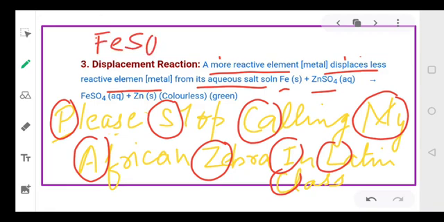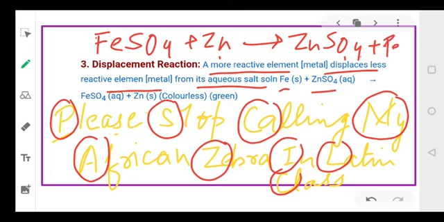FeSO4 plus Zn will give you ZnSO4 plus Fe, okay? This reaction can never occur, okay everyone? So the reaction will be FeSO4 plus Zn gives ZnSO4 plus Fe. So we have to be very, very particular regarding the sequence.